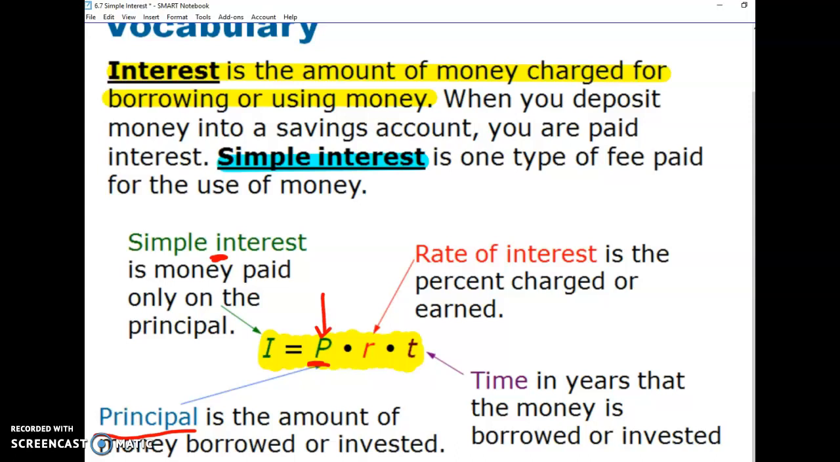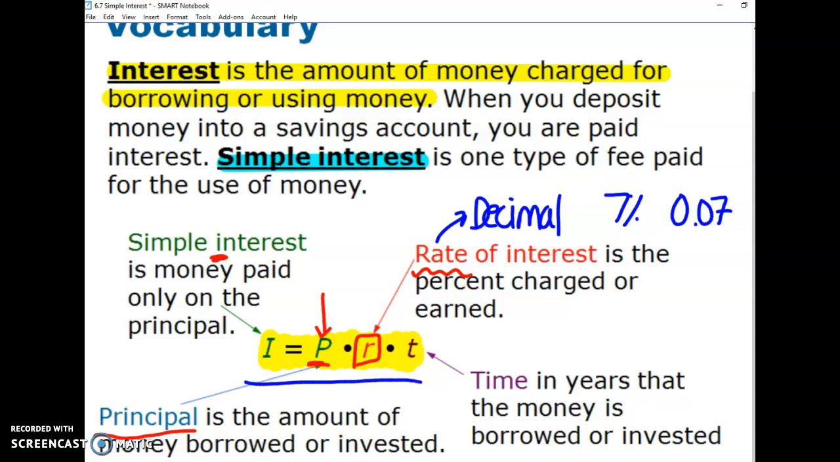The R in the formula stands for the rate, and that's the percent charged or earned. You're going to write your rate always as a decimal. We did that lesson already. If our rate is 7%, remember that means 7/100ths, so we would enter 7/100ths into that formula. Today you're going to want to write out your formulas before you actually start using your calculator.